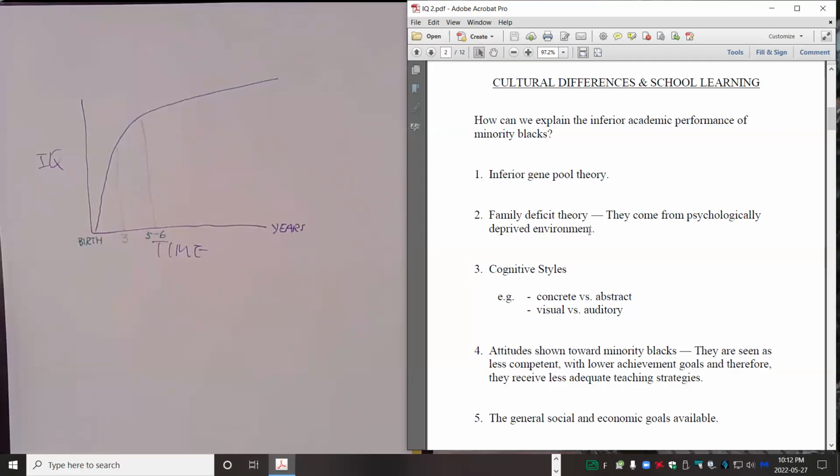Family deficit theory, say Blacks come from psychologically deprived environments. Well, the truth is a good number of Blacks do come from psychologically deprived environments. They came to the Western world as slaves. We know that. So they were denied full participation in society. They were denied a proper education.